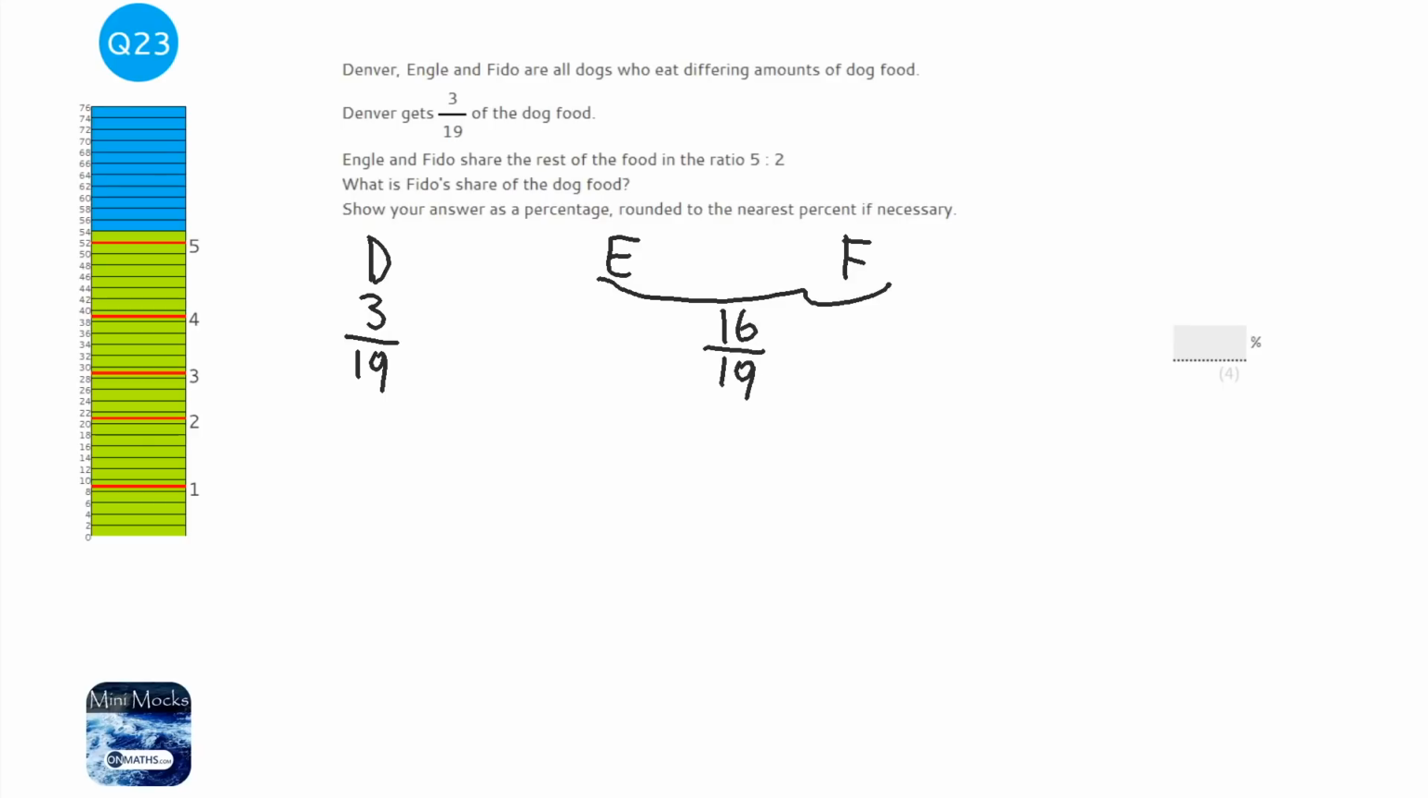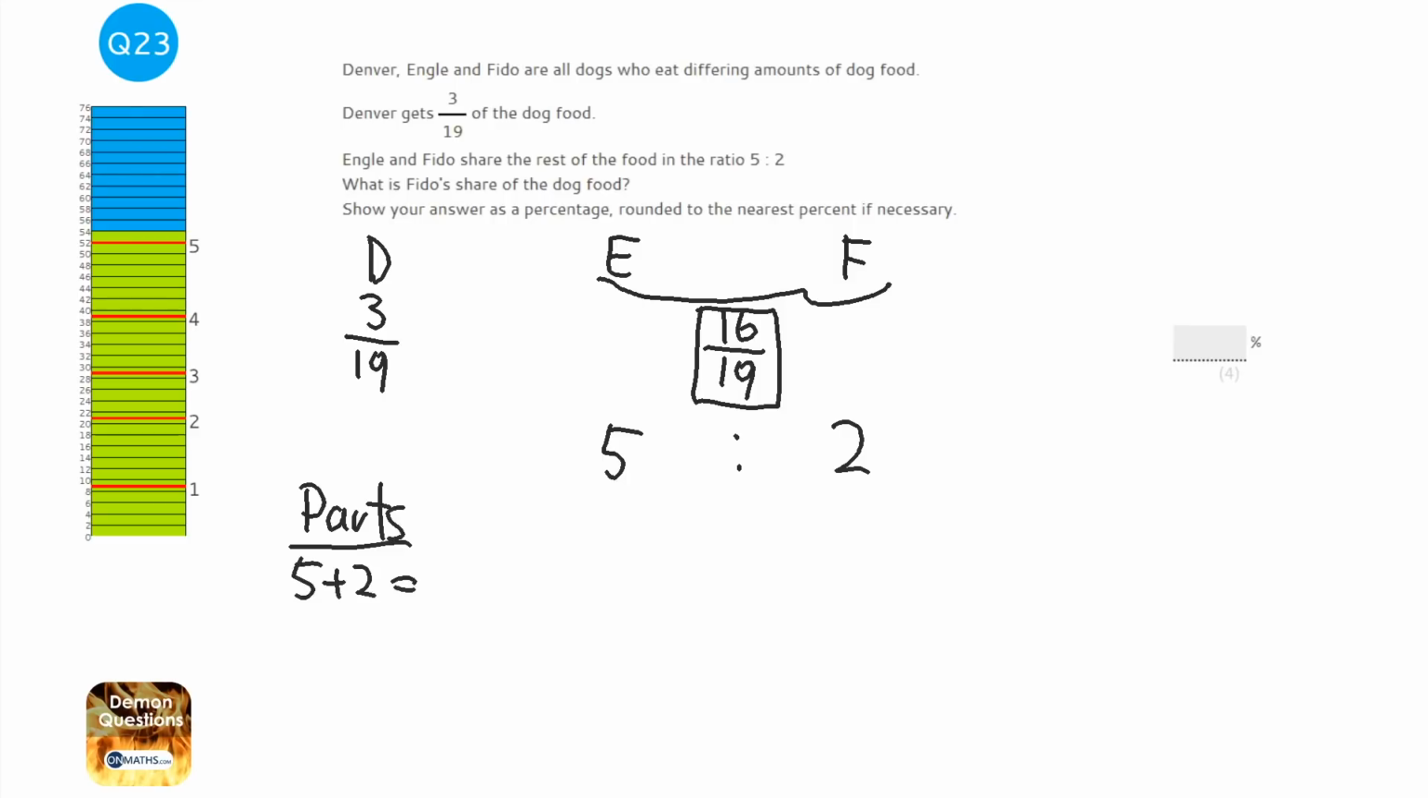So we can kind of ignore Denver now because we used Denver's fraction of the food to work out Engels and Fido's combined. So that's how much food they'll get, but they're sharing it in the ratio of 5 to 2. So in total, the amount of parts they have is 5 + 2, which is 7. So there's 7 parts altogether. And one part is going to be worth, as a fraction, 16/19 divided by 7. So 16/19 on the calculator divided by 7 gives us 16/133. So that's the fraction of each part.